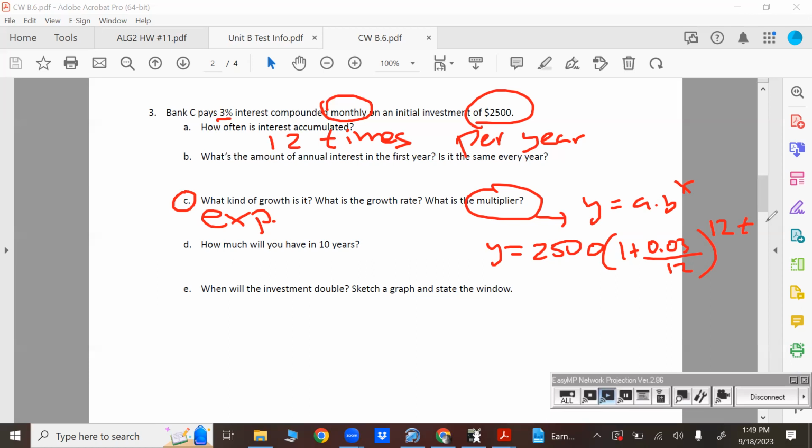So I know you're thinking to multiply 0.03 by 12. But what you do is you take the percentage for 12 months, and that base you multiply 12 times. That's why you put the 12 next to the exponent, because it has to be applied 12 times. So the growth rate is actually going to be 1 plus 0.03 divided by 12.